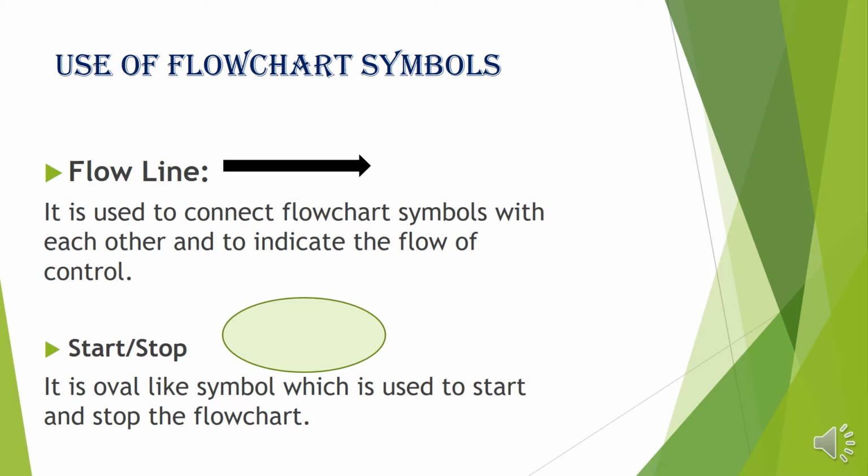The second symbol is the start and stop symbol. This symbol is an oval symbol which is used to start and stop the flowchart. It is used to indicate the start and end of a flowchart. We can only write the words start or stop inside this symbol. A flowchart has only one start, but it can have many ends.